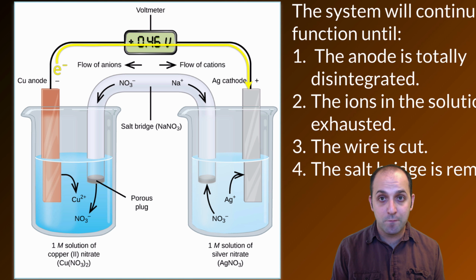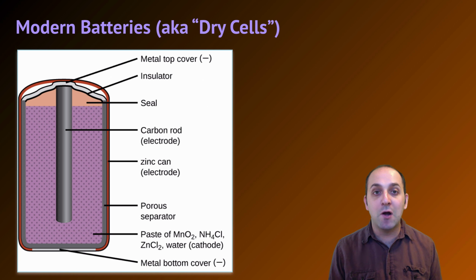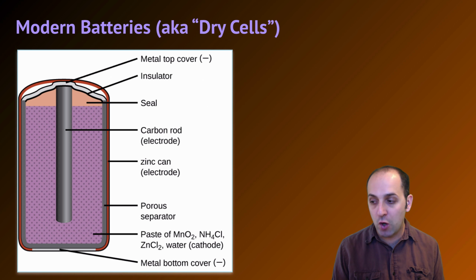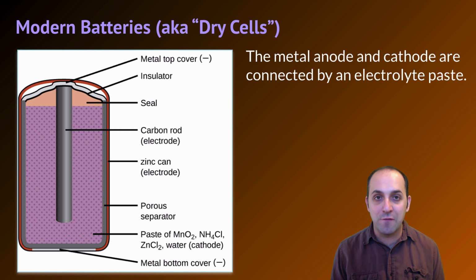Modern batteries have taken the chemistry that we see in a voltaic cell and have miniaturized it and made it much more efficient. The first batteries are what are called dry cells, which use a carbon rod and a zinc can as the two different electrodes and connect them using an electrolytic paste.